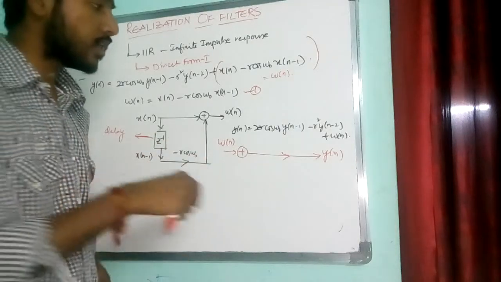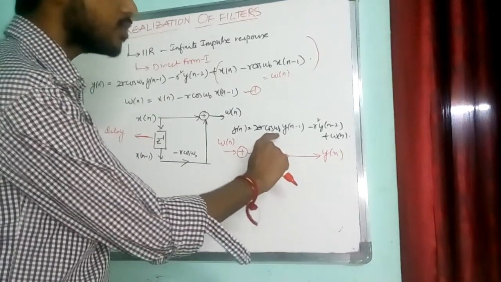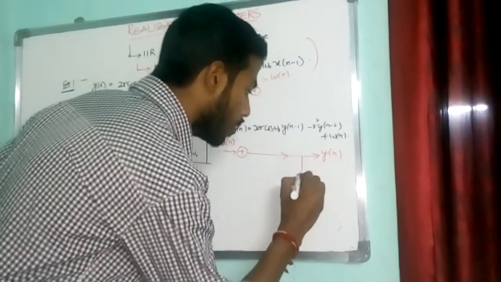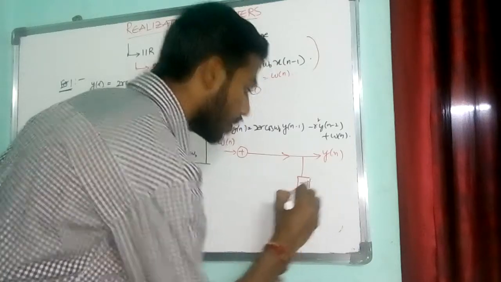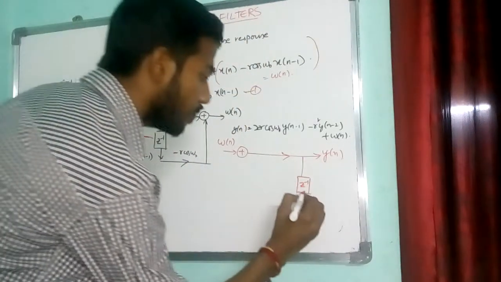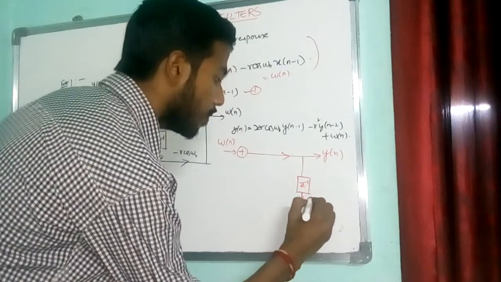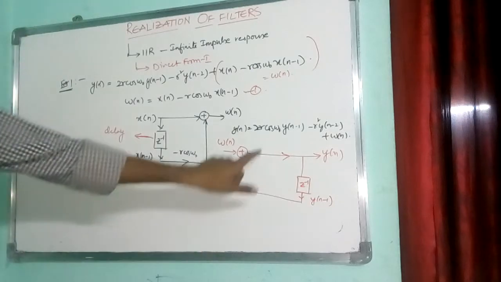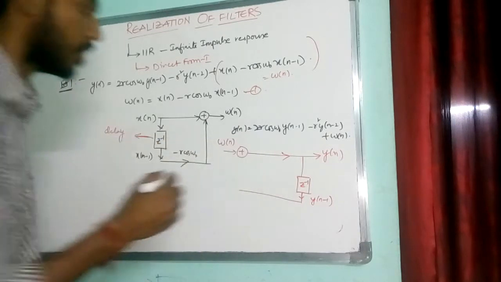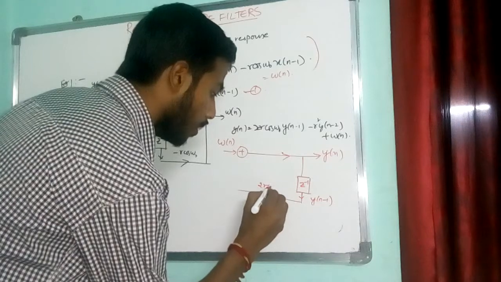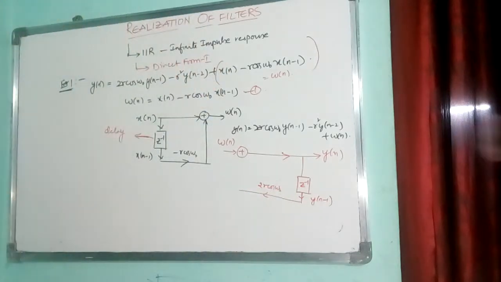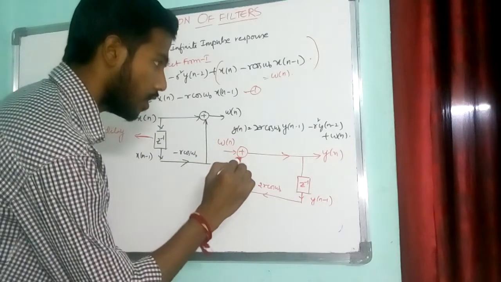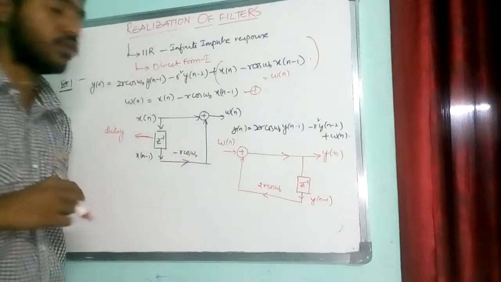Right. So next thing is 2r cos omega naught into y of n minus 1. That means my output is getting delayed by one time unit. So I need to have a delay here. This will be giving us y of n minus 1, right? And next thing is I need to multiply y of n minus 1 with 2r cos omega naught. This becomes y of n minus 1 into 2r cos omega. It should be given to here.